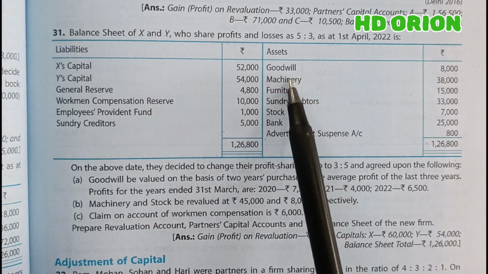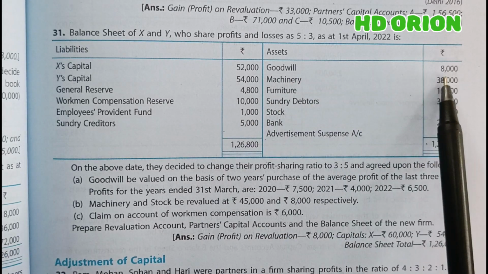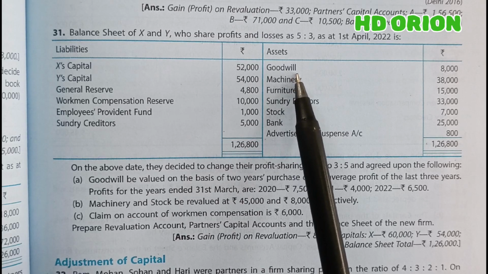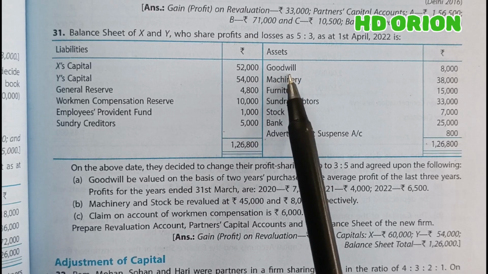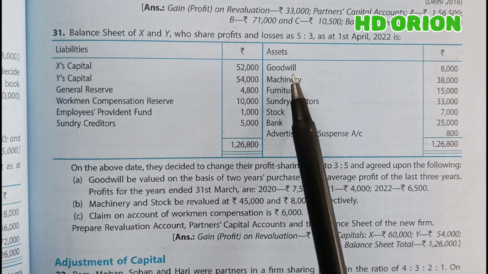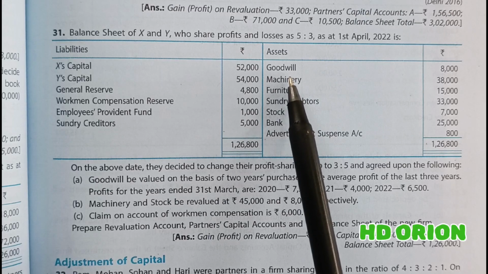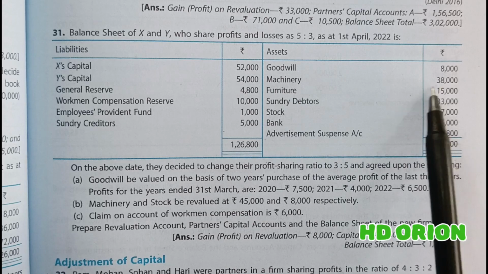To the asset side, we have got goodwill rupees 8,000. This is old goodwill. It is existing goodwill. Fine. And we have to remove this from the balance sheet. This is purchased goodwill. Only when you purchase goodwill from outside, from the market, then only goodwill will appear as an asset. Otherwise not. Machinery rupees 38,000.